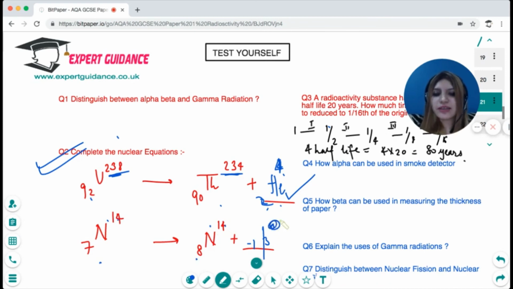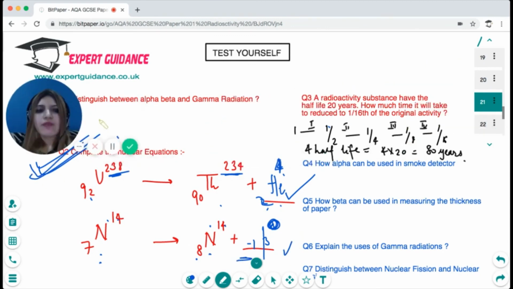So the particle will have 0 at the top. And it is 7 and 8, so we have to do -1. So it's a beta particle. All right, so I hope number 2 is clear to you. For number 3, we start with 1. In one half-life, it will be half, second half-life a fourth, third half-life an eighth, and then fourth half-life a 16th. So for 1/16th of a value, we require 4 half-lives. 1 half-life is 20 years. 4 half-lives is 80 years.